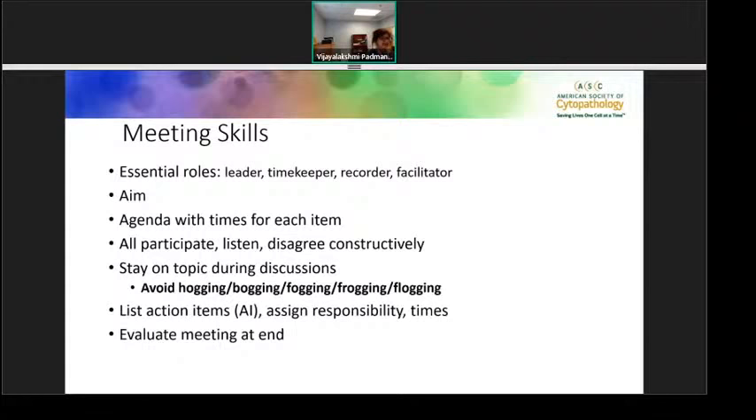So have an aim and agenda for each of your meetings, and have a way to disagree constructively and stay on topic, because you'll always have this, oh, in my time, we did it this way. Try bringing it back, redirecting attention to your current issues. List the action items, assign who's responsible for those action items and by when they will deliver. And every meeting, try to have some sort of an evaluation and see what you can do better.